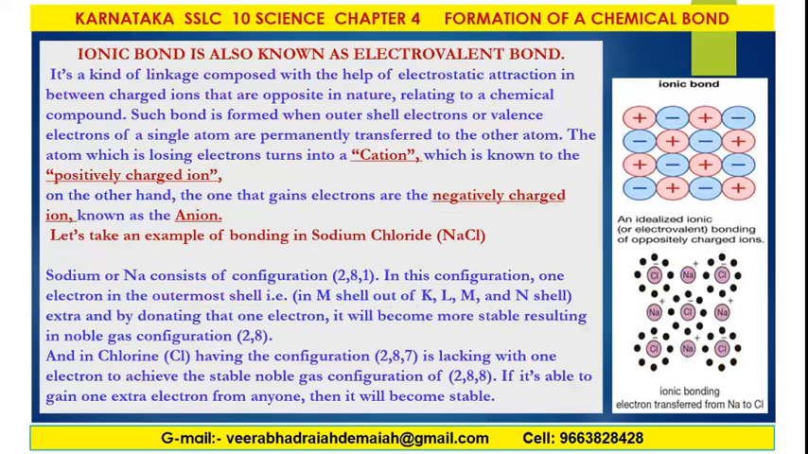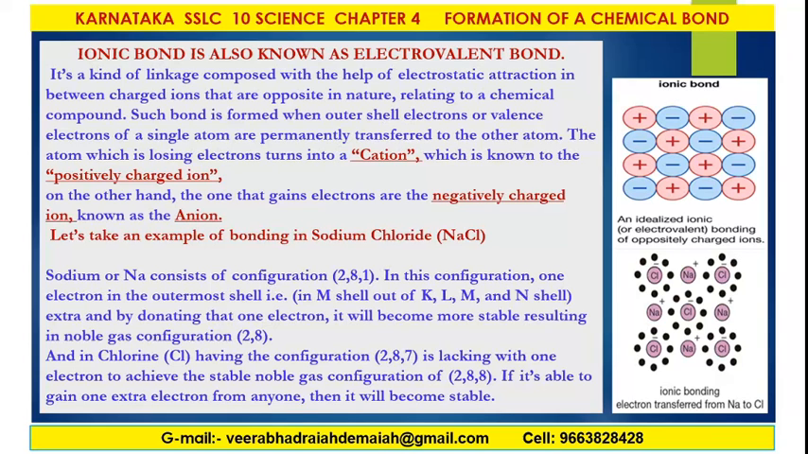Ionic bond is also known as electrovalent bond, my dear friends. It is a linkage formed with the help of electrostatic attraction between charged ions that are opposite in nature, relating to a chemical compound. Such a compound is formed when outer shell electrons or valence electrons of a single atom are permanently transferred to the other atom. The atom which loses electrons turns into a cation, which is the positively charged ion. Similarly, the atom gaining electrons forms the negatively charged ion known as the anion.